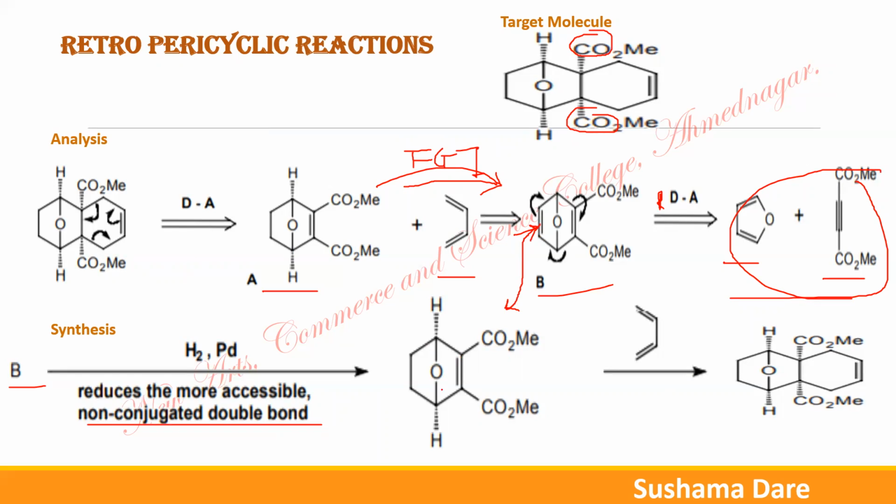So after reduction of this double bond, it gives this compound, and again it is treated with one more butadiene molecule, and again one more Diels-Alder reaction, and that gives the target molecule. So look at the stereochemistry of this group, that the stereochemistry of these two groups is alpha.